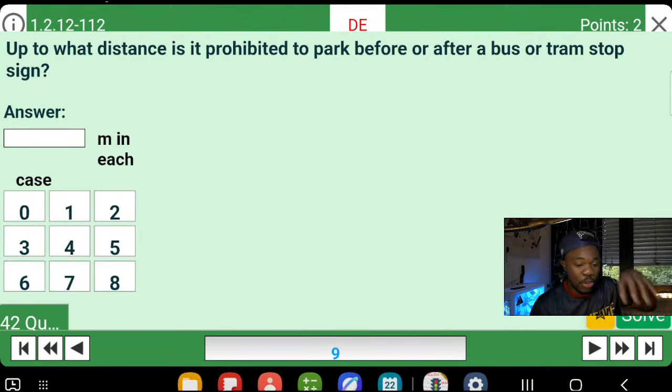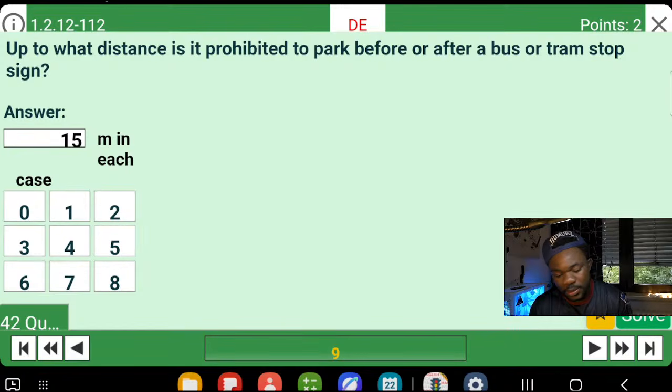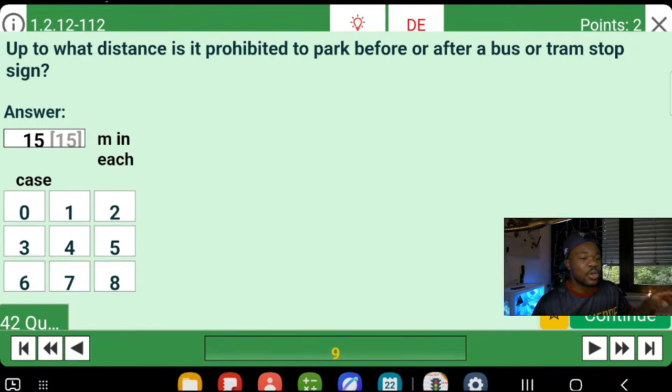Listen, at the bus stop, we are not allowed to park there. We are allowed to stop. We can stop at the bus stop maximum 3 minutes, provided we are not causing an obstruction to the buses. But if you want to park there, you need to keep at least what? 15 meters. You want to park around the bus or tram stop sign, you need to keep at least 15 meters. Remember, at the bus stop itself, you're allowed to stop, but you're not allowed to park.